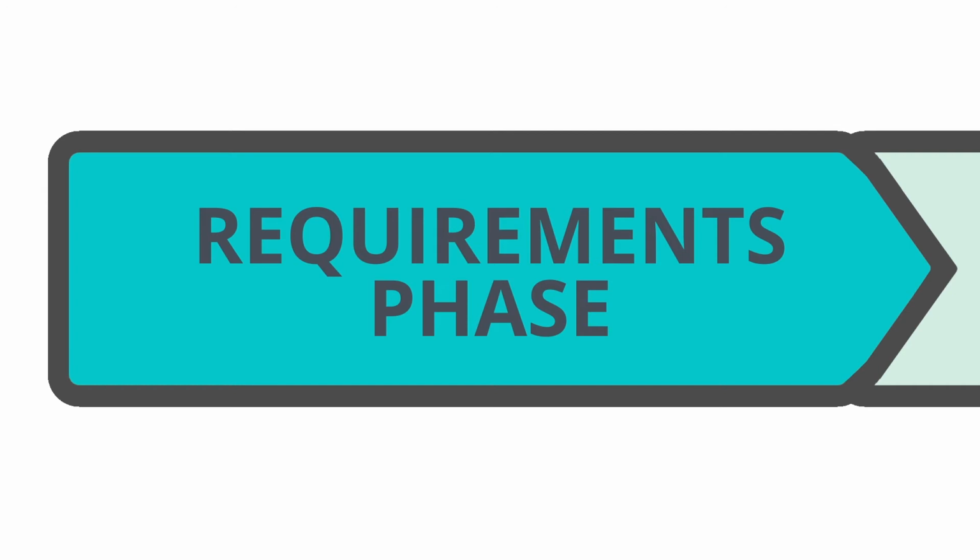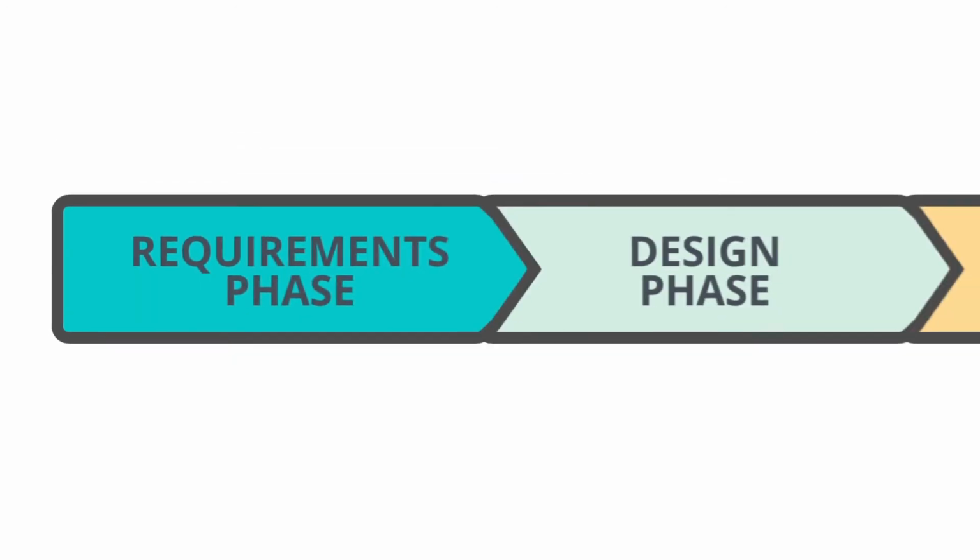It's called the requirements phase because during this phase, the needs of the users are translated into requirements, which are the things the users require of the software. The next phase is called the design phase. In this stage, it is decided how the software will work.